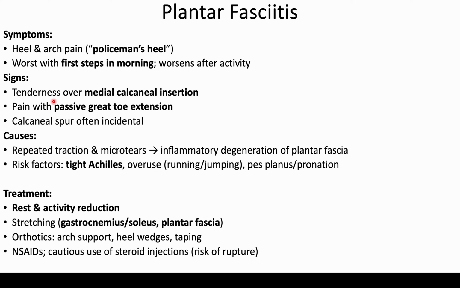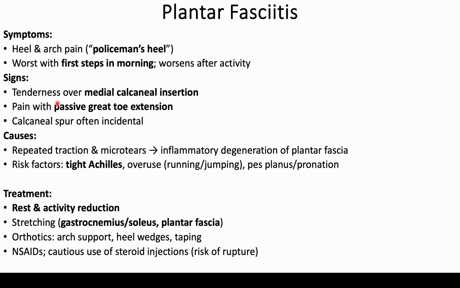Some of the signs are tenderness over the medial calcaneal insertion, as we can see some of those muscles attach right in that area, and pain with passive great toe extension. This is a good test to do: you basically get that great toe into extension and see whether that causes pain. And calcaneal spurs are often incidental.